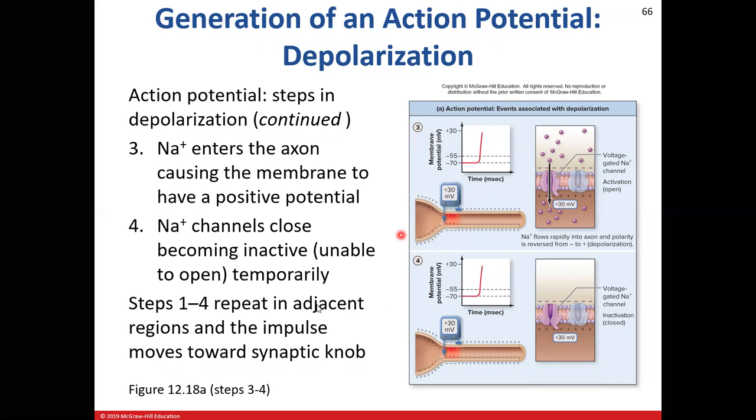What then happens is that we repeat these first 4 steps in adjacent regions, and that actually allows, as you look down here in the bottom, number 4 at my pointer, the next phase to open, and the next phase, and the next phase, and it allows that depolarization wave to continue all the way down the axon on the axolemma, all the way down to the synaptic knob.